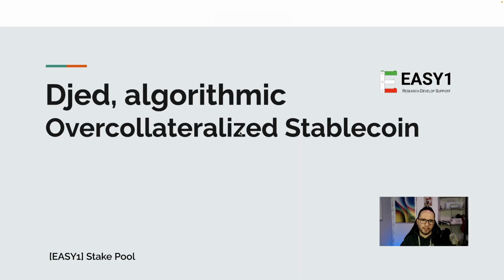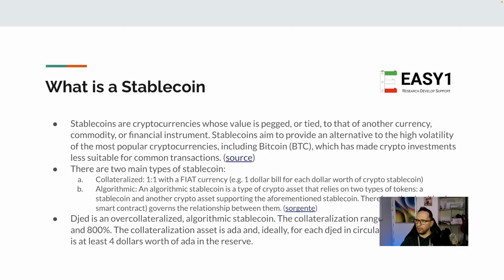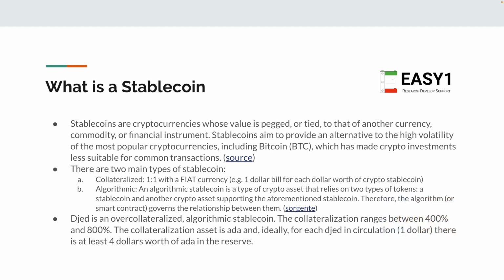So first of all, Djed is an algorithmic over-collateralized stablecoin. So what is a stablecoin? I'm sure that the majority of you are familiar with this concept, but going through it very briefly: stablecoins are cryptocurrencies whose value is pegged or tied to that of another currency, commodity or financial instrument. In our case, we are pegging Djed to the US dollar, to $1. Stablecoins aim to provide an alternative to the high volatility of the most popular cryptocurrencies, including Bitcoin, which has made crypto investments less suitable for common transactions.